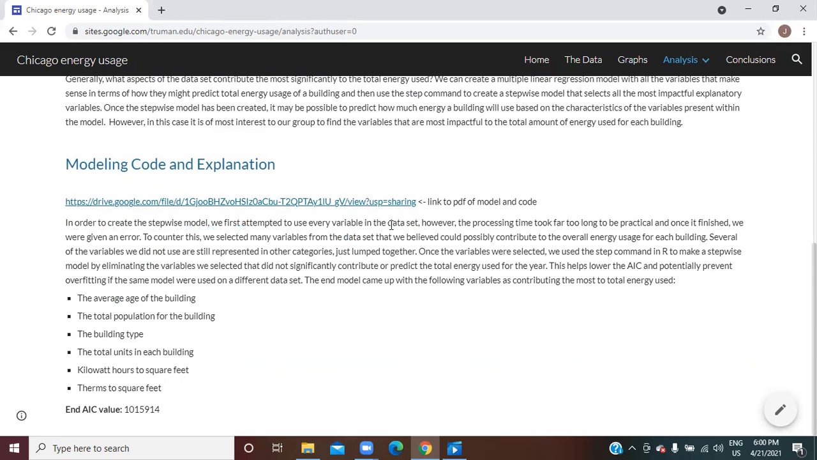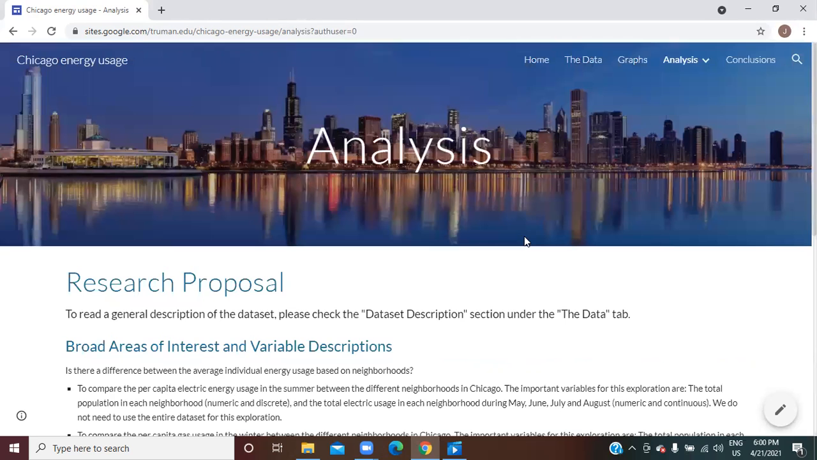We ended up using the average age of the building, the total population of the building type, the total units in each building, the kilowatt hours to square feet, and the therms to square feet. Our end AIC value was 1015914. That was all pretty interesting.